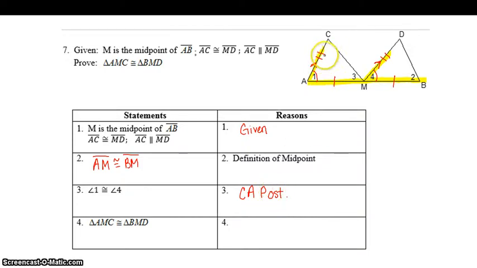Then these triangles are congruent because we have side, angle, side. We have the angle where the two sides meet. So that's SAS. Okay.